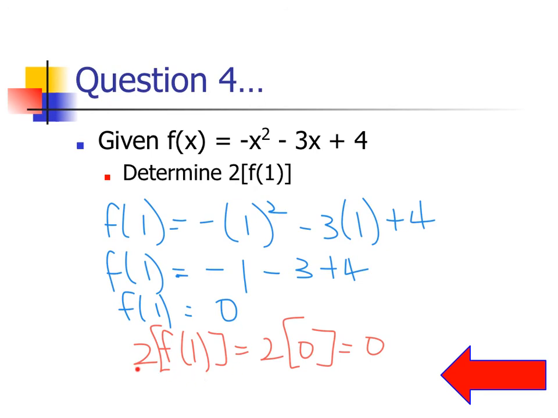So then 2 times f at 1, like I've been asked, means to find f at 1 and then multiply it by 2. f at 1 was 0, now I multiply by 2, and I still have 0. So the answer for this equation is 0.